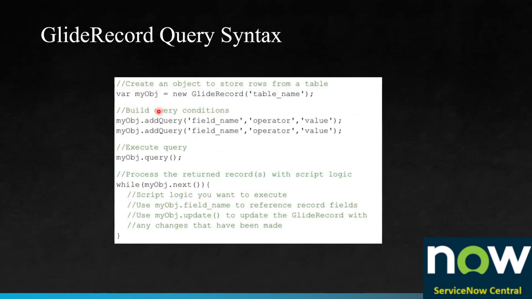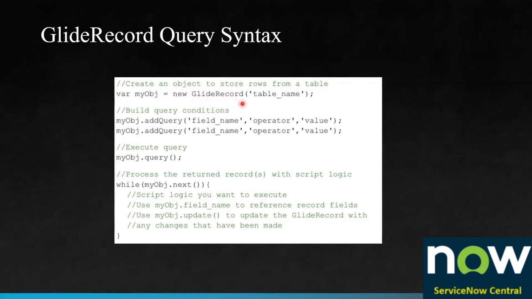What we are doing here is declaring an object to store rows from a table. For example, here var myObj. This myObj is nothing but a variable. You can put any name; it's not necessary that you put myObj only. But var is a reserved keyword, which defines that you are using a variable. Okay, equal to new GlideRecord.